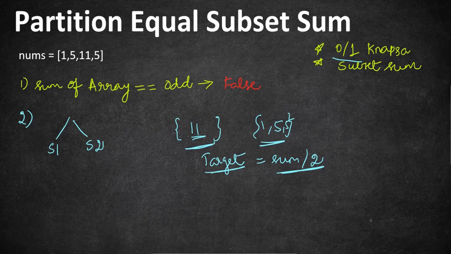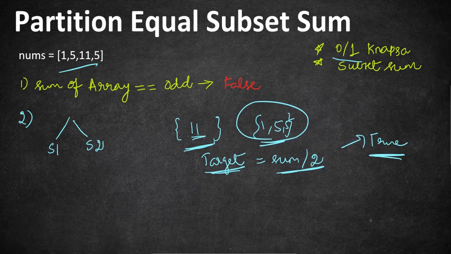If you are able to create a subset from the given array whose sum is equal to target, then you can clearly return true, because once you find one subset whose sum is equal to target, then obviously the rest of the elements would form another subset whose sum is again equal to target. In that case, this is going to return true, and that's it. And the sum is actually over.